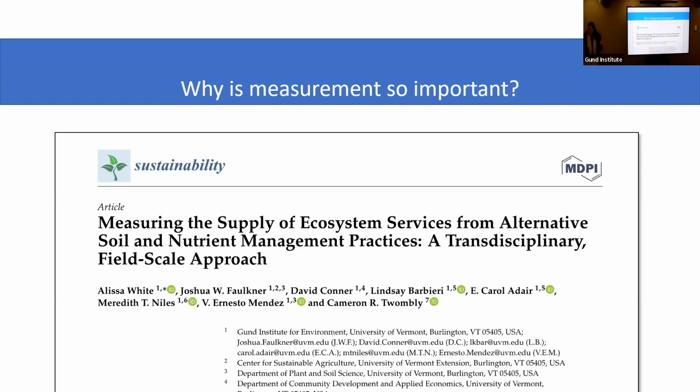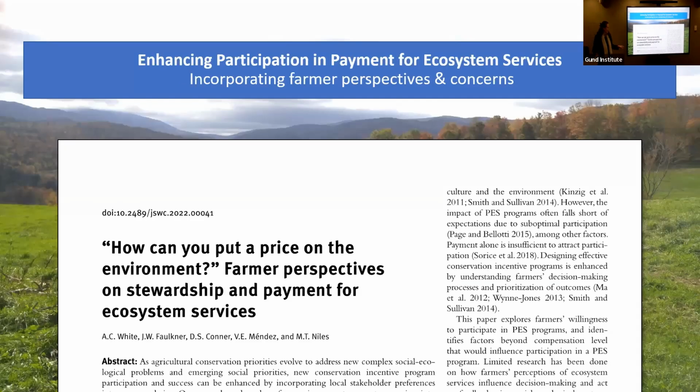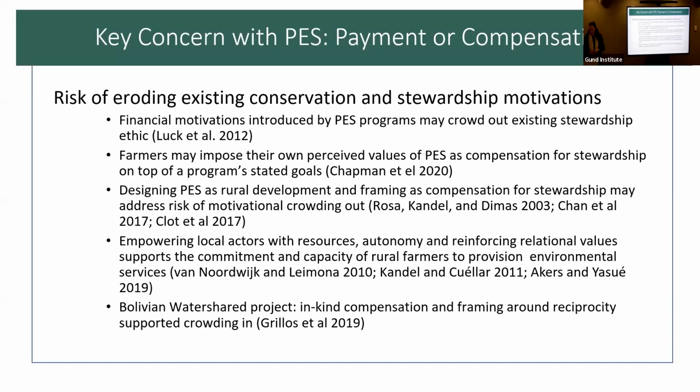I was just going to plug that we've started to look at measurement, which is important because there's lots of evidence that practices don't always do what you think they're going to do. A number of colleagues from UVM and I published a paper that has some of that evidence in Vermont, but I'm not going to talk about it today. And here's another paper we published last year that gets really deep into how farmers in Vermont are thinking about stewardship and what their concerns about payment for ecosystem services are. And so that's my summary of all the big picture stuff that I'm not going to talk about.